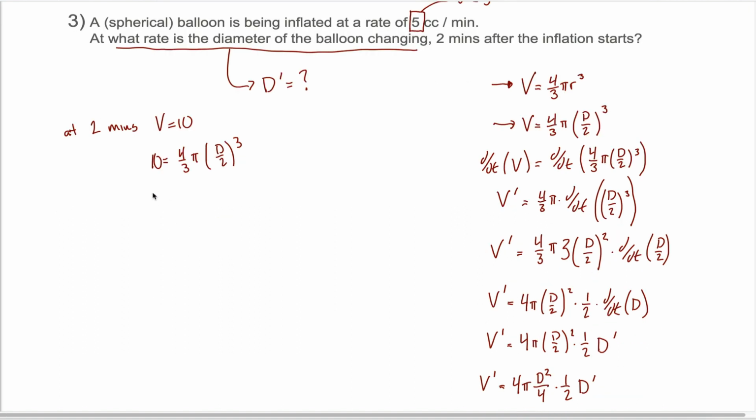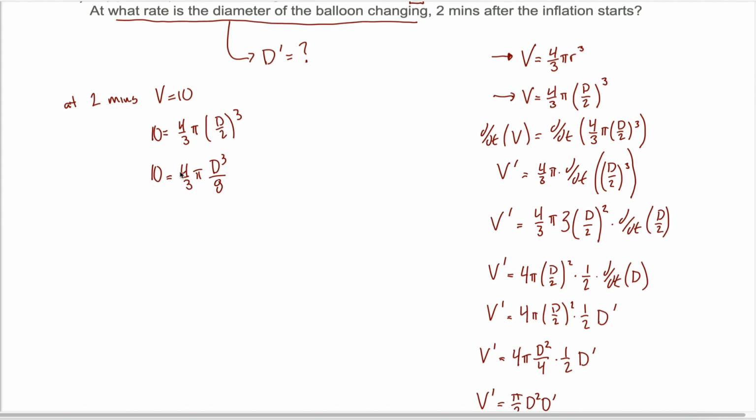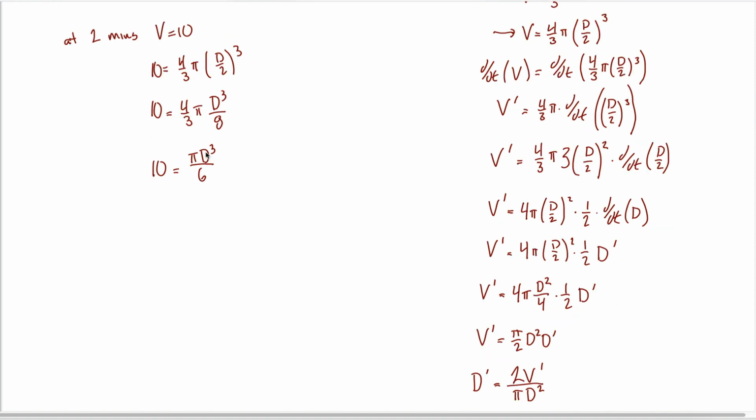To solve this equation for d, maybe you'd get rid of the parentheses first. I got 4/3 pi times d cubed divided by 8 if I cube the top and the bottom of these parentheses. Now I can cancel out this 4 with half of this 8, and that leaves me with 10 equals pi d cubed, because the 4 is gone, divided by 6, this 3 times the 2 that I'd have left over here.